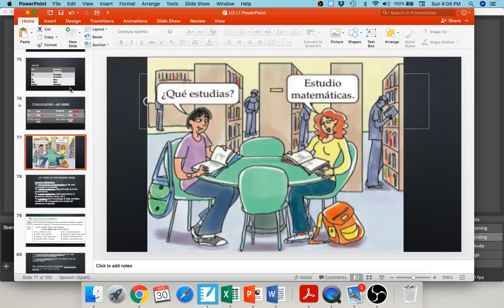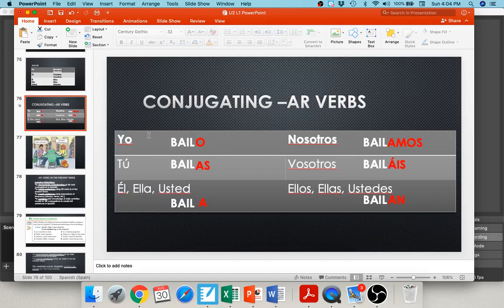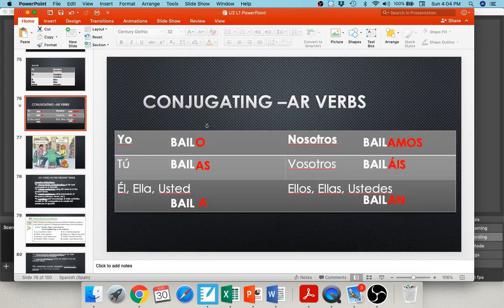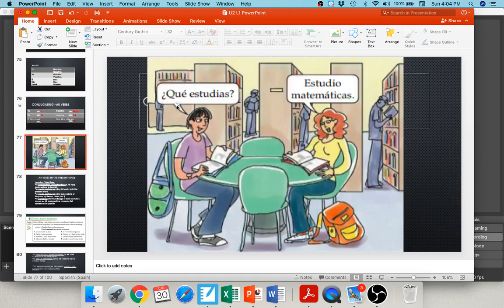So they took the verb estudiar, they chopped off the AR and added an AS to say, ¿Qué estudias? What are you studying? She responded and she said, Estudio matemáticas. I'm studying math. So she took the verb estudiar, chopped off an AR, and in the yo form, added an O. This is a basic interaction. In the tú form, what are you doing? And in the yo form, the I form, this is what I'm doing. So, ¿qué estudias? Estudio matemáticas.